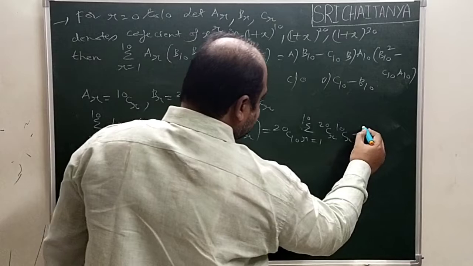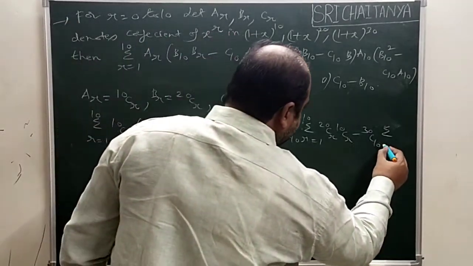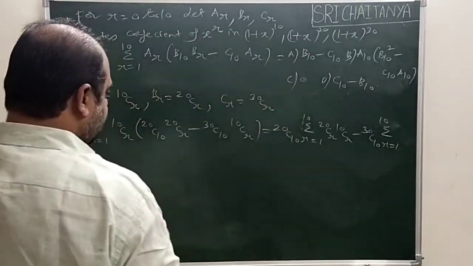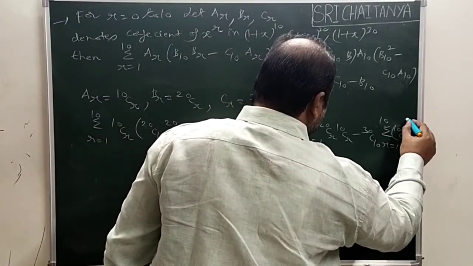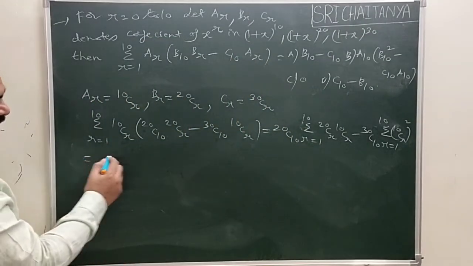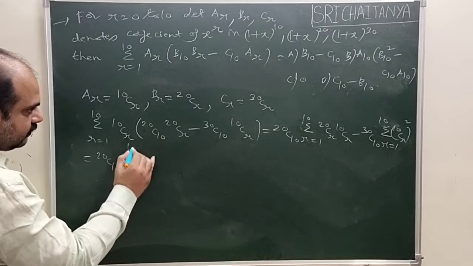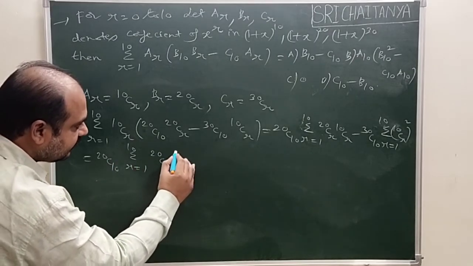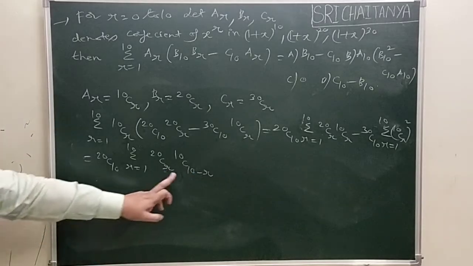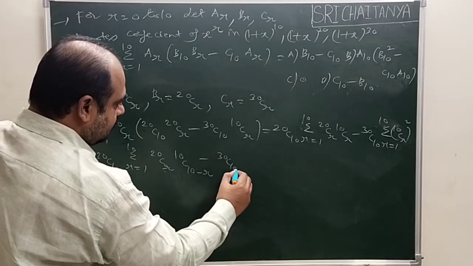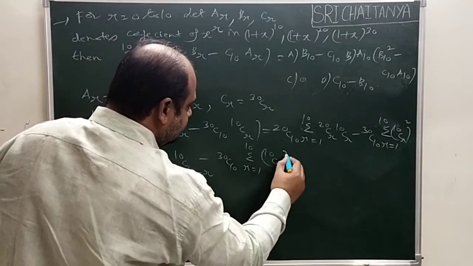in this product 30C10 is common. 30C10 into sigma r equal to 1 to 10, you will get 10Cr whole squared. Now look at the product of two binomial coefficients: I am writing 10C(10 minus r) such that r plus (10 minus r) is the constant 10. This you know, a direct formula.